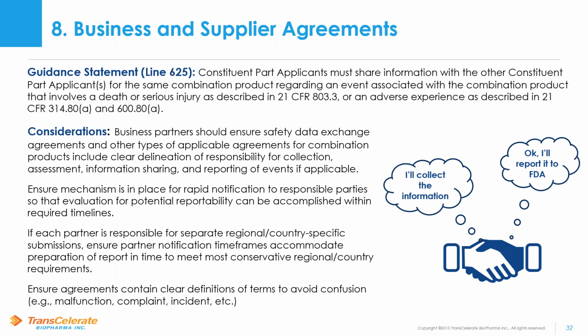So, business and supplier agreements. Constituent part applicants are required to share information with other constituent part applicants for the same combination product. So you want to make sure that you're sharing events involving death, serious injuries, and any adverse experiences described in 21 CFR 314 or 600. The requirement also applies whether the event is expected or unexpected per the product labeling. And really, you need only share the initial information that's received by your company.